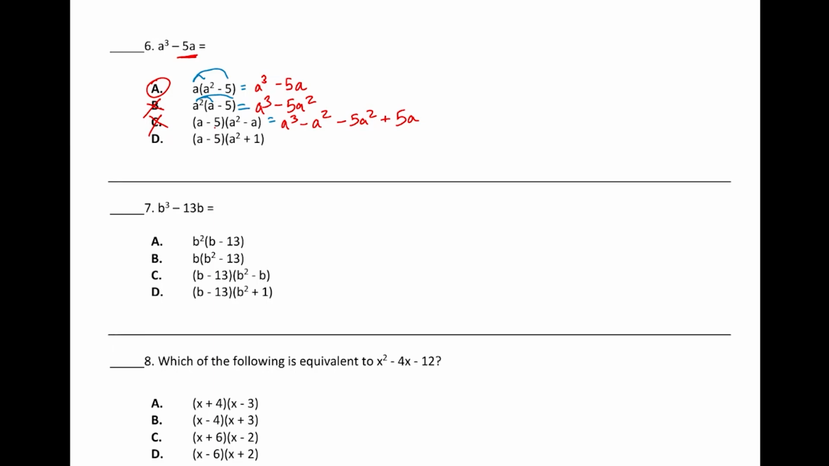Let's try D, although I think we'll have similar luck since we already know the answer is going to be A. But A times A squared would be A cubed. A times 1 is A. Negative 5 times A squared is negative 5A squared. So these two are almost the same. Not quite exactly the same, but pretty close. And then finally, negative 5 times 1 is going to be negative 5. So yeah, this one's just not going to get there either.